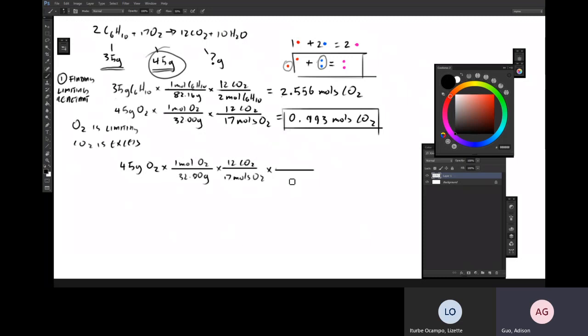So for every 1 mole of CO2, you're going to have 12.01 plus 32, 44.01 grams. So that's going to mean, when you do this math, it's going to come out to 45 divided by 32 times 12 divided by 17 times 44.01. It'll come out to 43.69 grams of CO2. And of course, if we're doing sig figs, we only have 2 sig figs, so that's going to be approximately equal to 44 grams of CO2. And that's it.